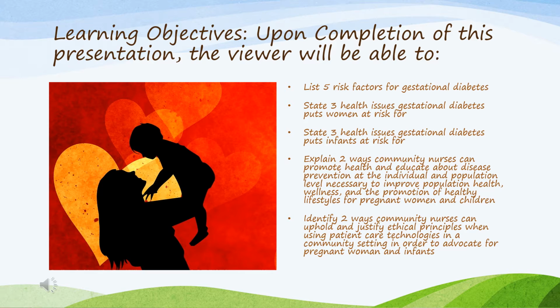Learning objectives. Upon completion of this presentation, the viewer will be able to list 5 risk factors for gestational diabetes, state 3 health issues gestational diabetes puts women at risk for, state 3 health issues gestational diabetes puts infants at risk for, explain 2 ways community nurses can promote health and educate about disease prevention at the individual and population level necessary to improve population health, wellness, and the promotion of healthy lifestyles for pregnant women and children.